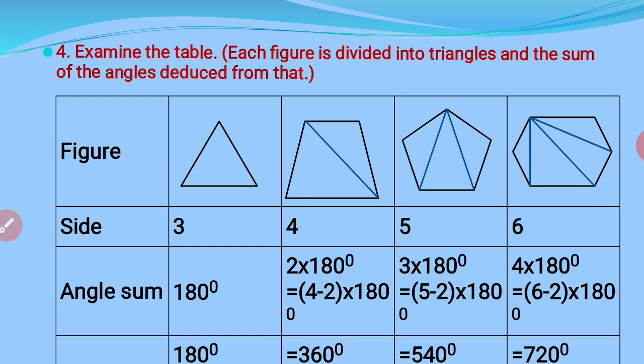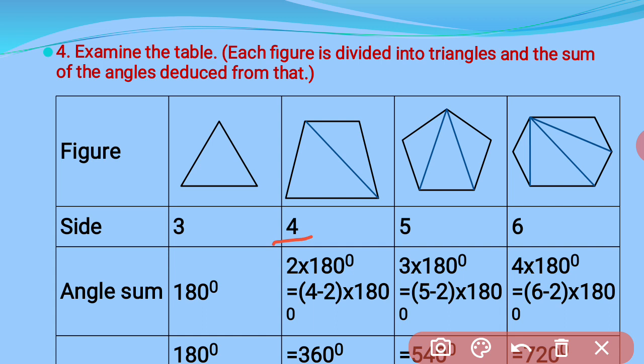Here we have a table, and we have been given figures with the number of sides and the angle sum of each. We are coming up with a formula. For the first figure, the number of sides is 3, and the angle sum is 180. For the second figure, there are 4 sides. Here we have two triangles after drawing a diagonal.